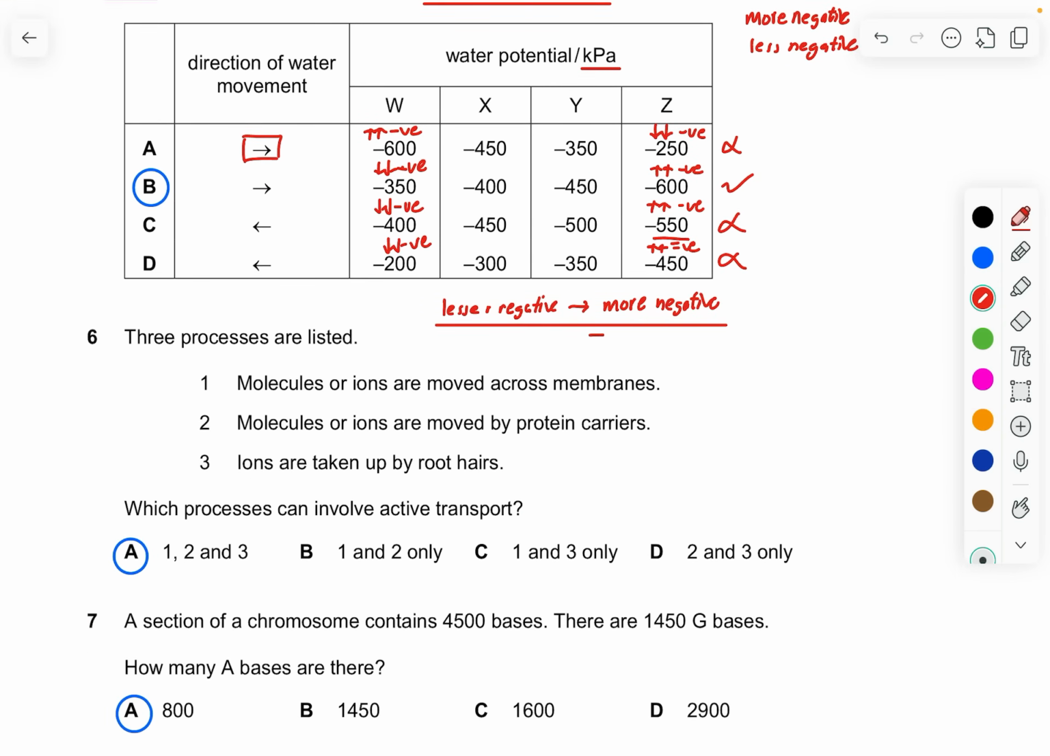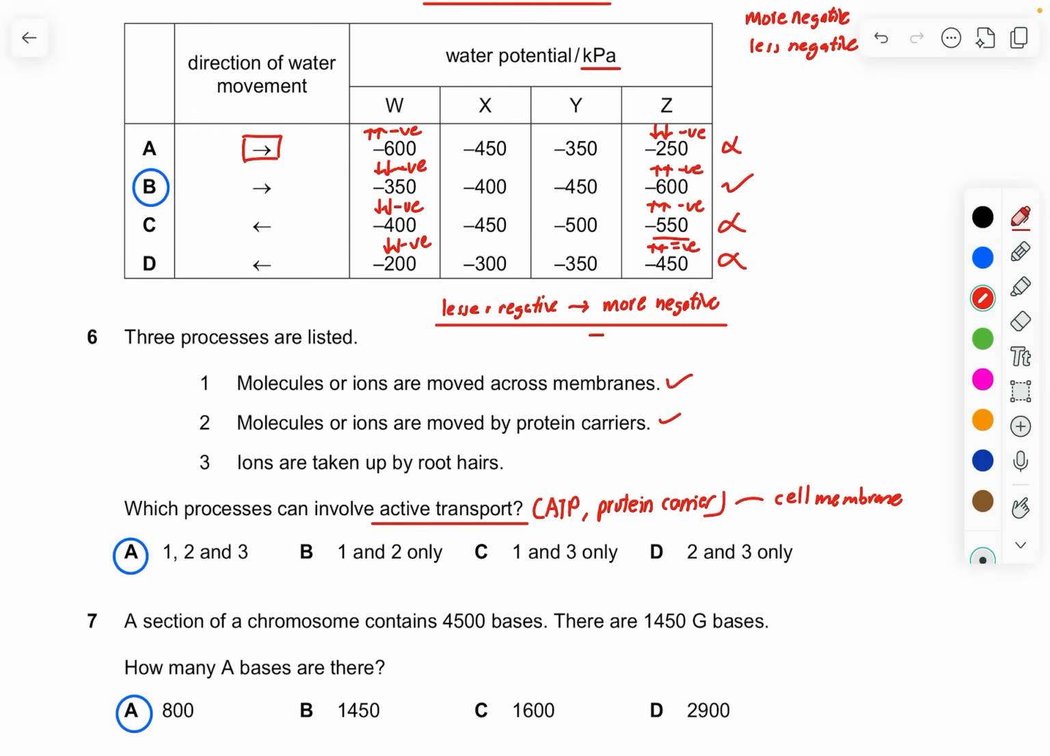Question 6. 3 processes are listed. Molecules or ions are moved across membranes. Molecules or ions are moved by protein carriers. Ions are taken up by root hairs. Which process can involve active transport? Active transport means they require energy. And what do they also require? Protein carriers. And where is all this transport seen? At the cell membrane. So 1 and 2 are surely correct.